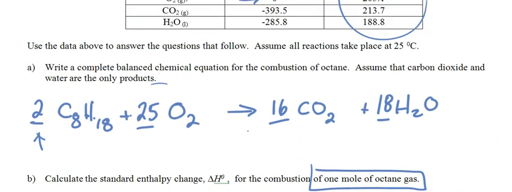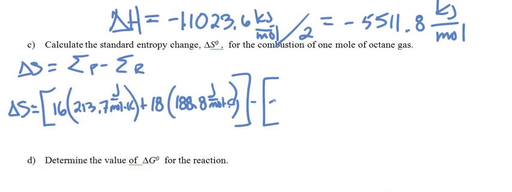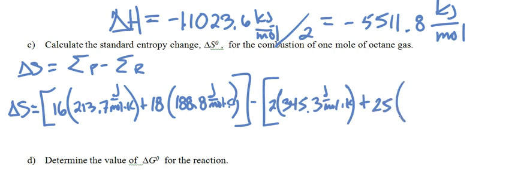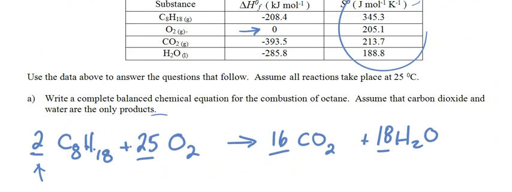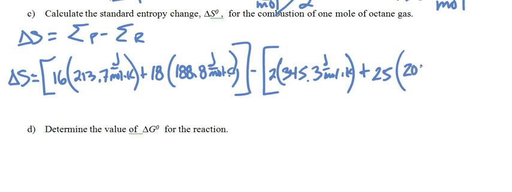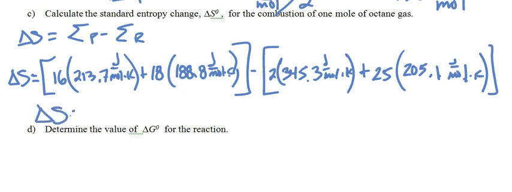Minus, we have 2 octanes, and octane has 345.3 joules per mole Kelvin. And then we have 25 oxygens. And oxygen will have a value because, again, it is a gas at room temperature, so 205.1 joules per mole Kelvin, which means it has some disorder, which is good. And it is very random. And that's everybody. So let's go ahead and do that. And my unit will be in joules over mole Kelvin. And when I type all that in, I get a positive 999.5 joules per mole Kelvin.